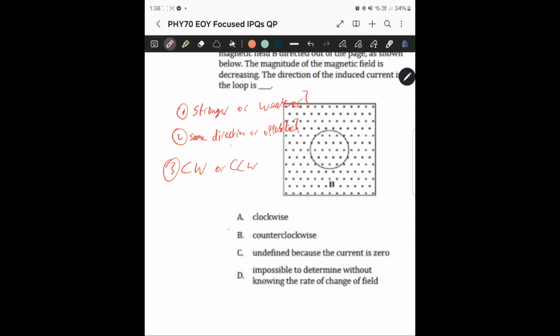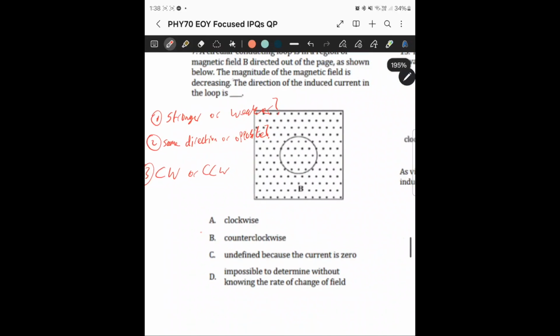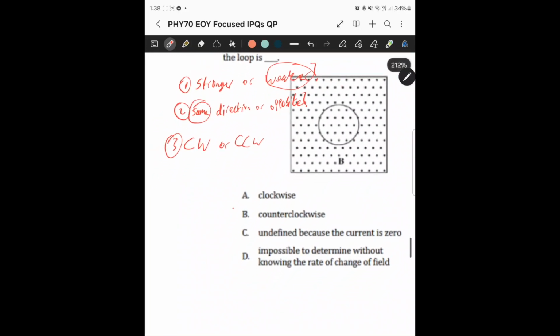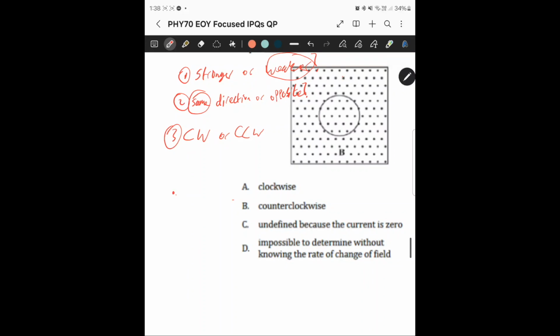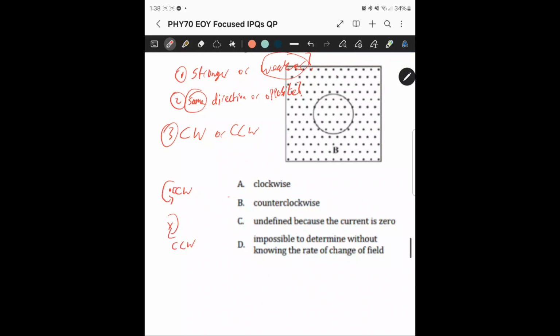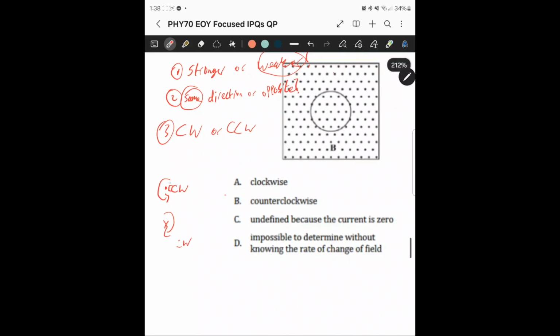So every time you see something like this, it's a three-step solution. It says it is decreasing, so this field is getting weaker. If it's getting weaker, it's going to be in the same direction, which is a dot. And if you remember from above what I did, I had the dot and I have my fingers going around. Sorry, wrong way. This is CCW and CW. Yes. This is counterclockwise and this is clockwise. In this case, dot we've established is going to be this one here. It's counterclockwise. Counterclockwise, B is the answer.